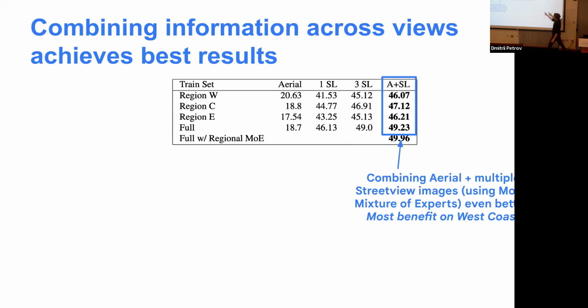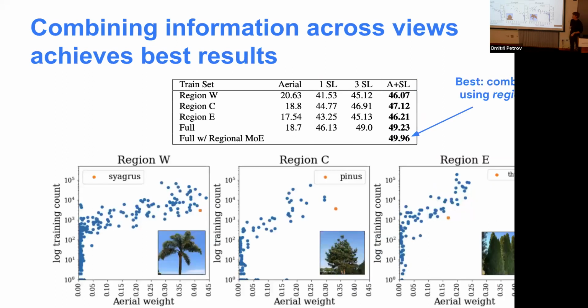And then interestingly, we do get better results by combining aerial and multiple street level images. And we use a mixture of experts here. But again, the gains are not so much, right? And it's most beneficial on the West Coast. And then we also find that it's even better if we use this regional mixture of experts. So again, I want to be very clear, these gains are small, right? But this I think is interesting, which is if you train these mixture of experts at a regional level, how much the model trusts aerial data is different for different regions.